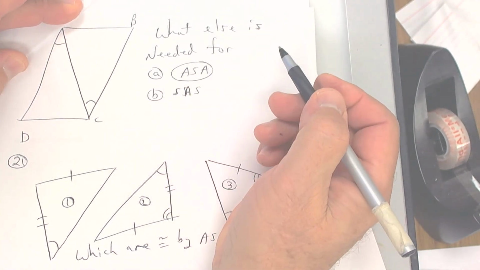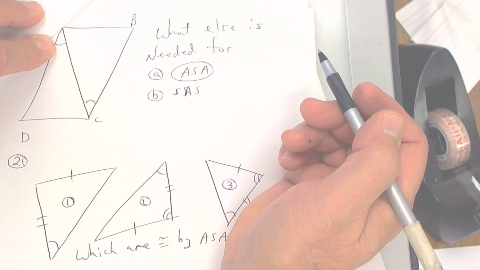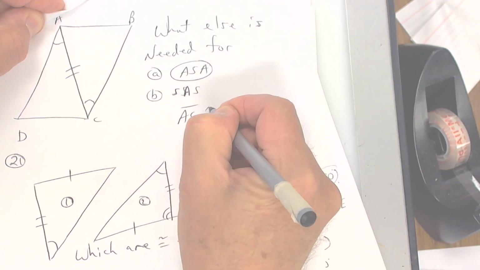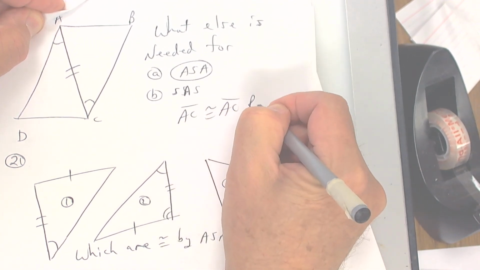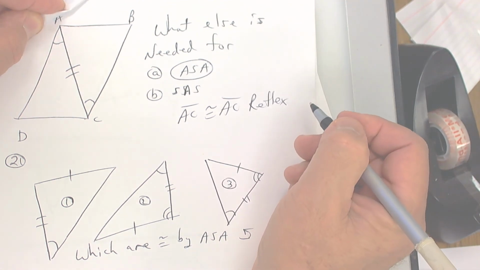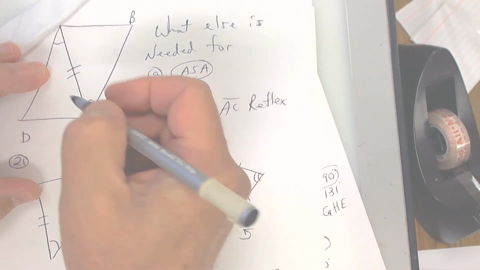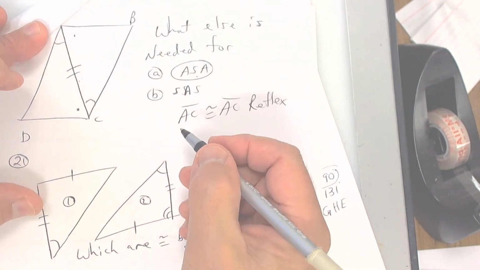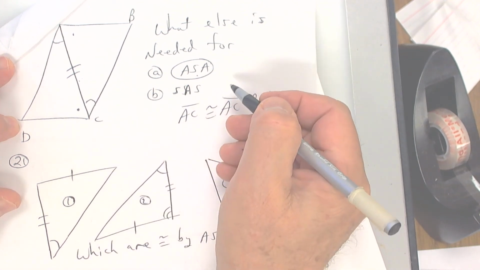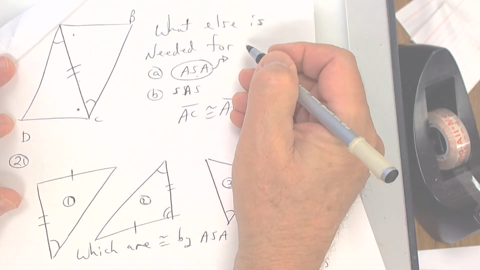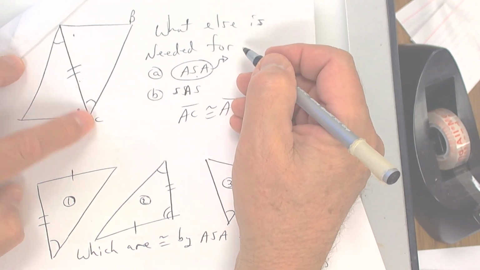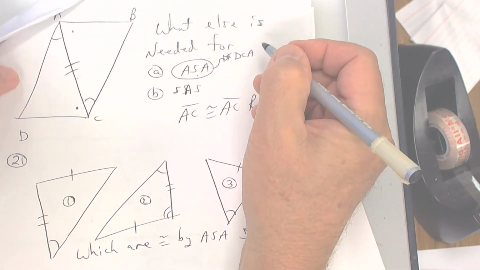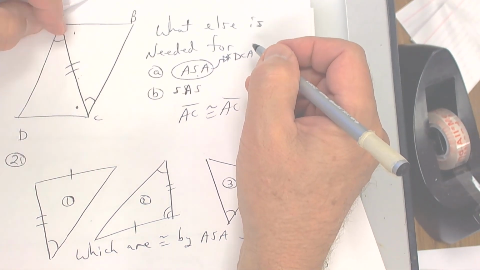Well, let me think here. You have an angle, all right? You know that this is reflexive, so you're going to say AC is congruent to AC by reflexive property. Write that down. So, in order to prove angle, side, angle, you would need this angle right here, and this angle. You would say 2 things. You need angle DCA, and you would need angle BAC.